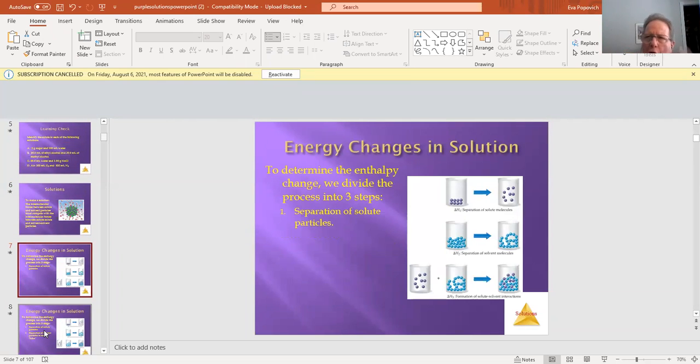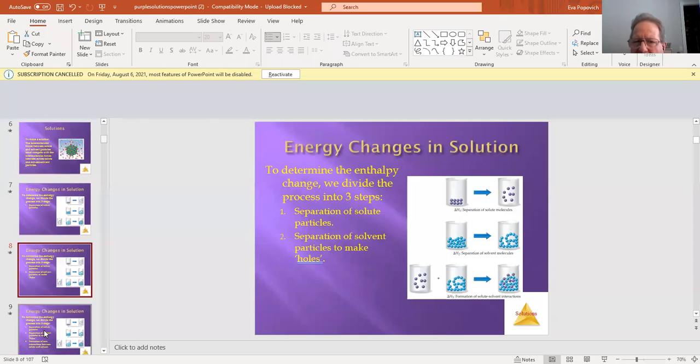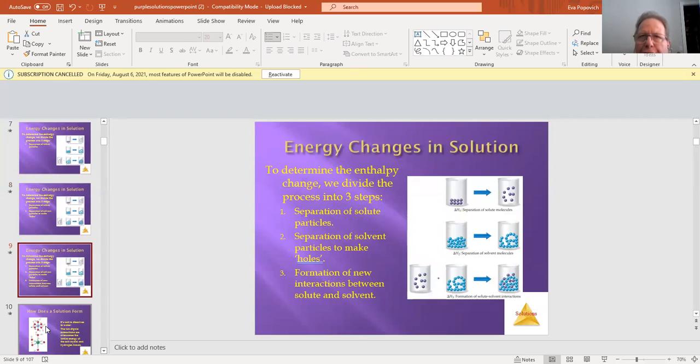So basically, there are three different energy stages. The first is separating the solute particles. Second stage, we're going to separate the solvent to create holes. Both of those are endothermic. You've got to put energy in. Then the third step, we're going to form new interactions, and those new interactions are going to be between the solute and the solvent.